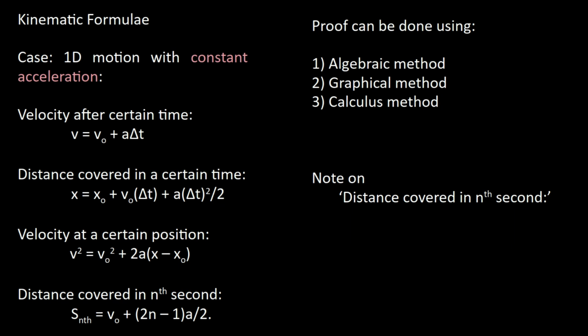Then we can use the following formulas. The final velocity is equal to initial velocity plus acceleration into time. All of this you guys know, right? The new one might be this one, distance covered in nth second. I'll discuss what that is. All of these four formulas can be derived using the algebraic method, graphical method, and calculus method. So we'll be starting off with algebraic and calculus. Graphical, we'll do in the graphical section.